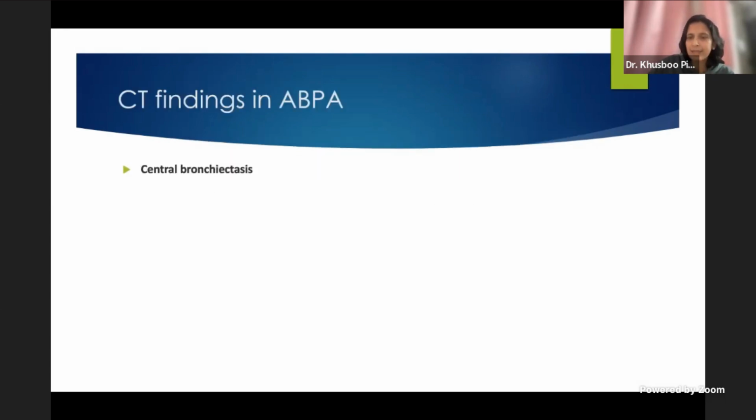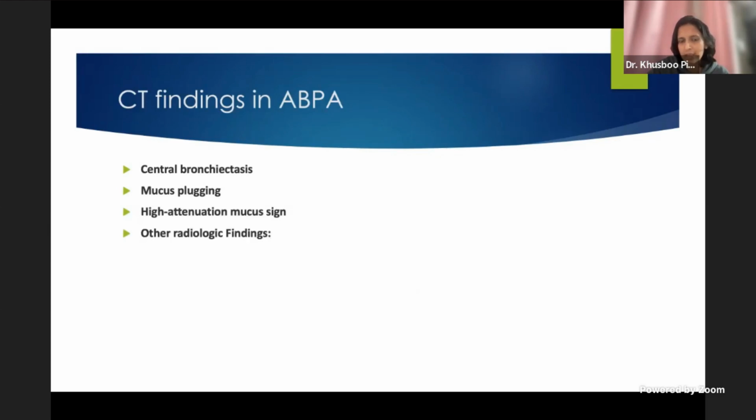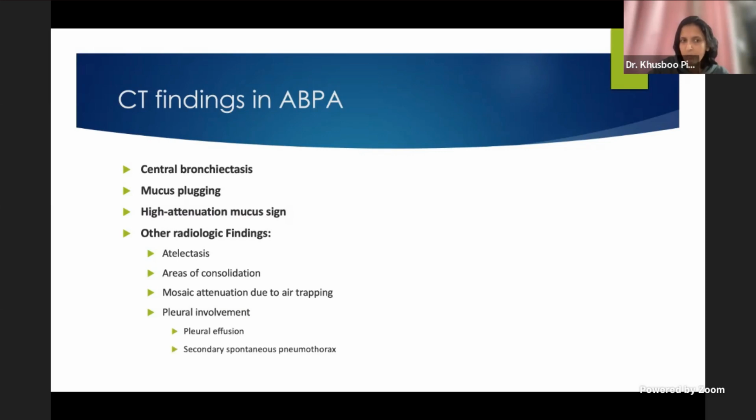What are the characteristic CT findings that we see in a patient with ABPA? We see central bronchiectasis, that is bronchiectasis which is towards the hila and not so much towards the periphery. You see mucus plugging, that is, in these dilated bronchi, due to reaction to the Aspergillus, there is extensive mucus formation which gets trapped within the bronchi. We have the high attenuation mucus sign, and amongst the other radiological findings due to the central bronchiectasis and mucus plugging, you can see atelectasis, areas of consolidation, then there can be distal small airways disease leading to air trapping, and there can be pleural involvement. Pleural involvement can be in the form of effusion or pneumothorax.